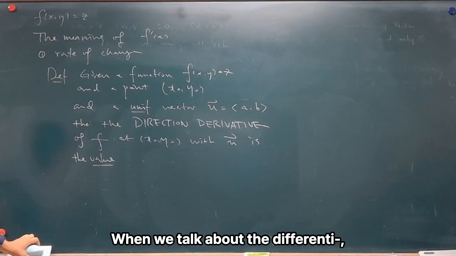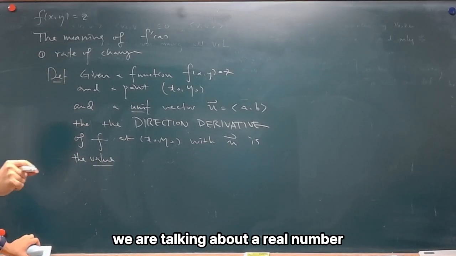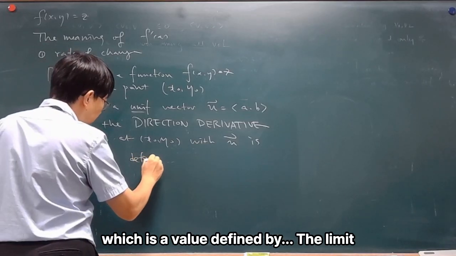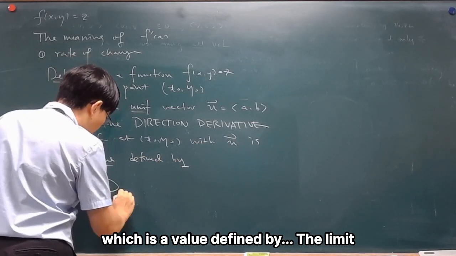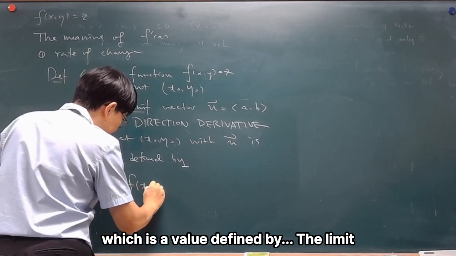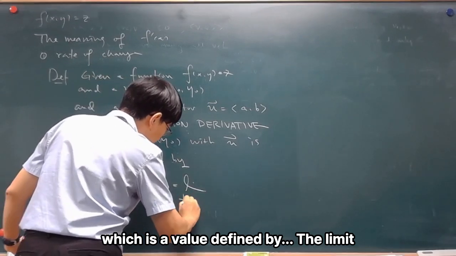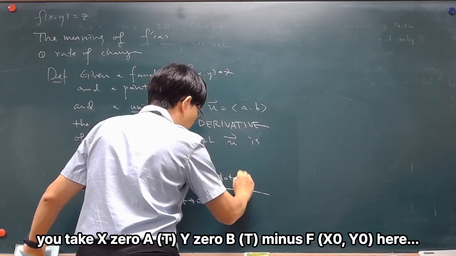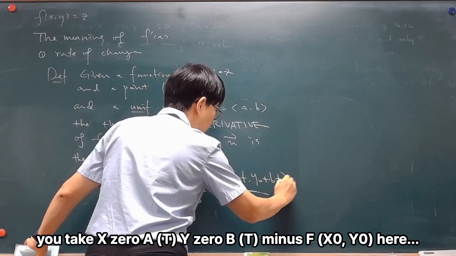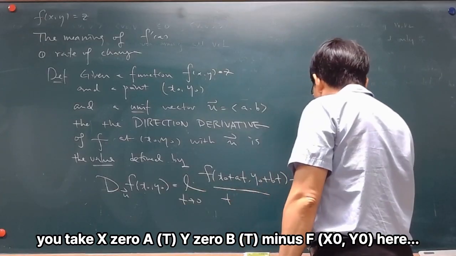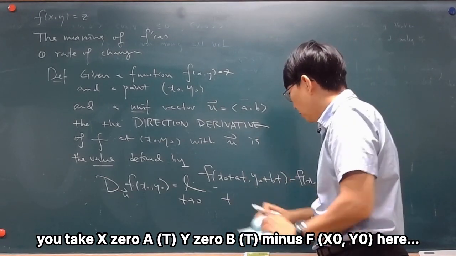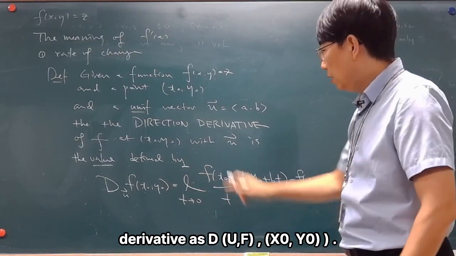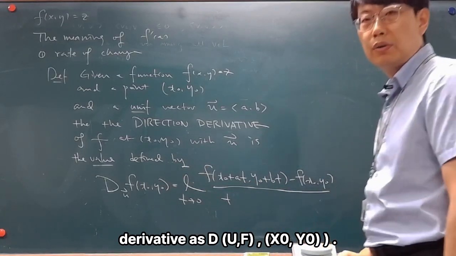When we talk about the directional derivative, we are talking about a real number, which is a value defined by the limit when t goes to 0. You take f of x0, y0 plus t times u, minus f of x0, y0 here. And we denote that directional derivative as D_u f at x0, y0.